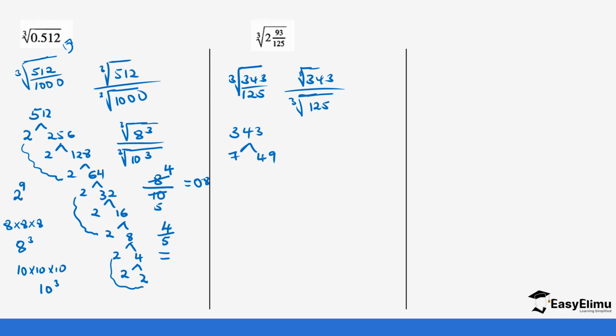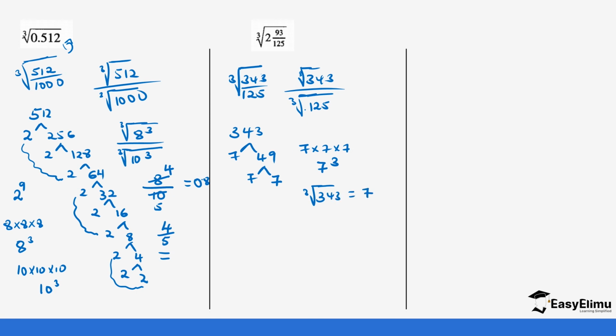So, and then 343 divided by 7 gives 49, and 49 divided by 7 gives 7. You divide by 7 further, you get 1. So our factors will be 7 times 7 times 7, which is the same as 7 power 3. So the cube root of 343 is 7.